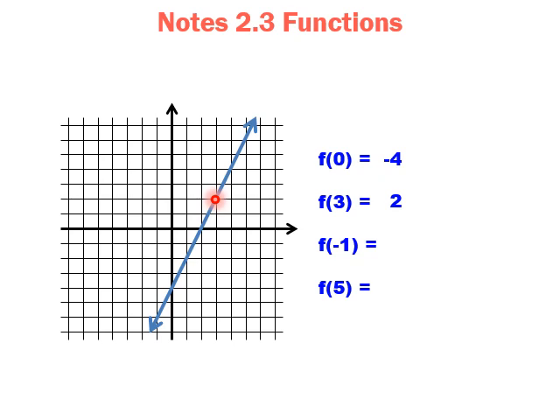And then at f of -1, find that. f of -1, we're at -1. We go down and we see that the y coordinate is -6. And then lastly, f of 5. So we go 1, 2, 3, 4, 5, and we go up, and we see that we get a y coordinate of 6.